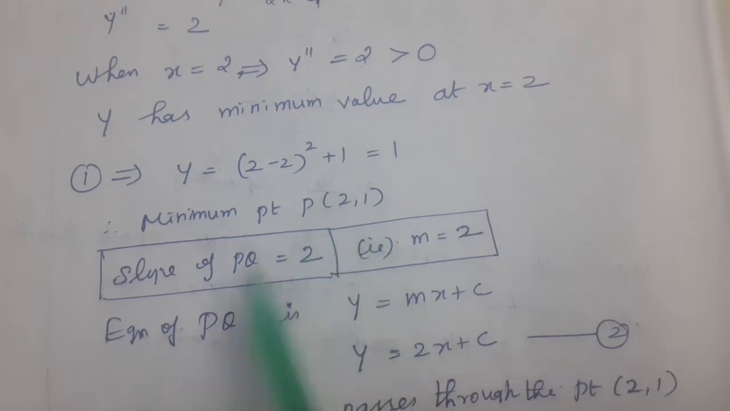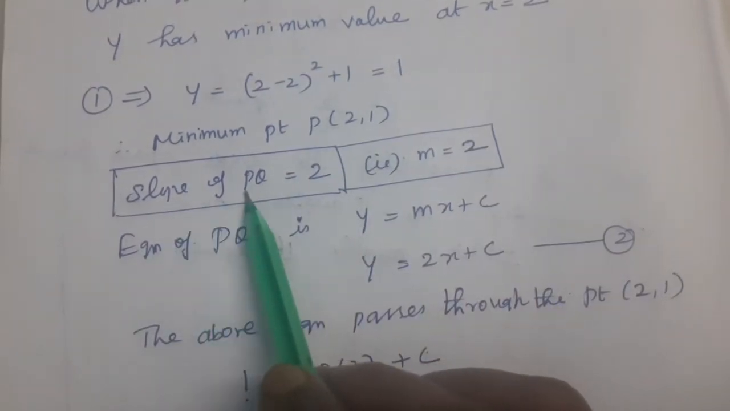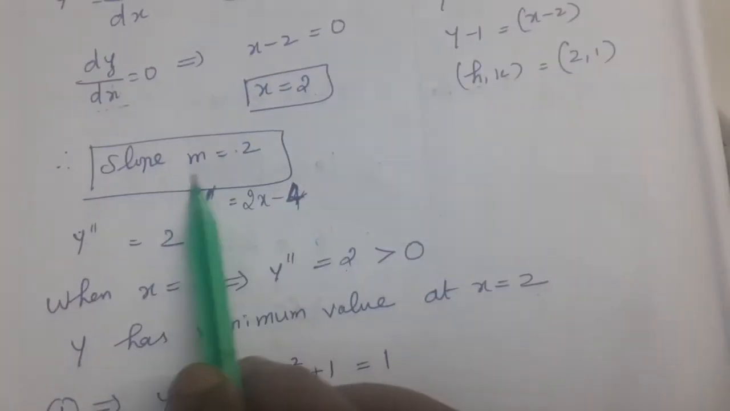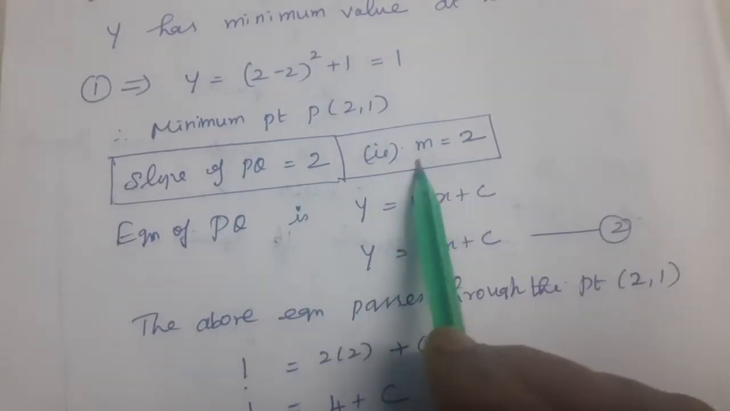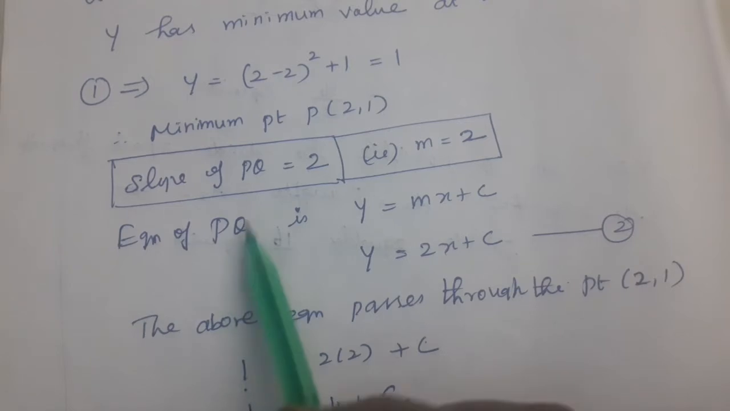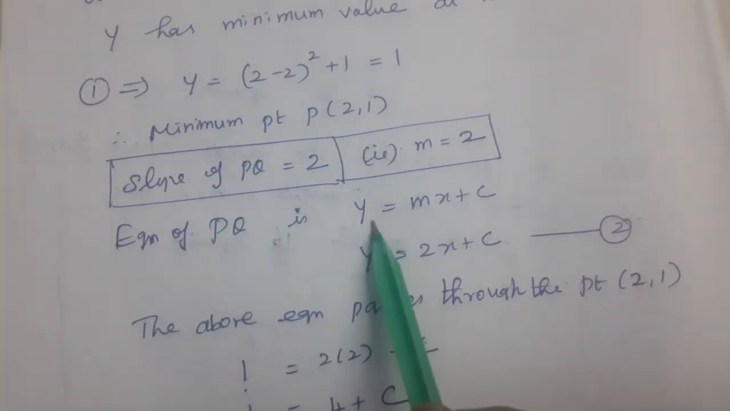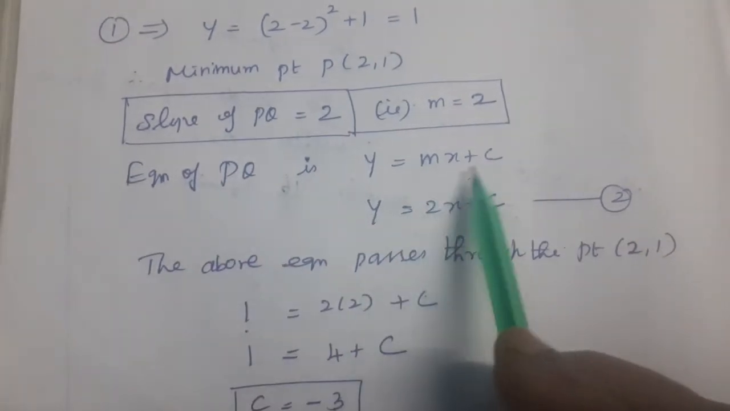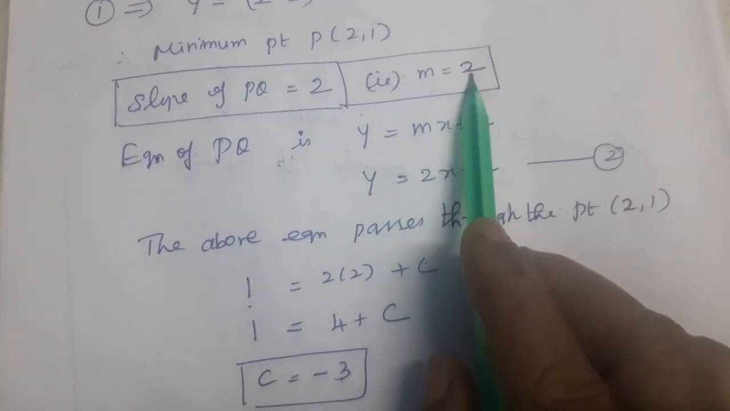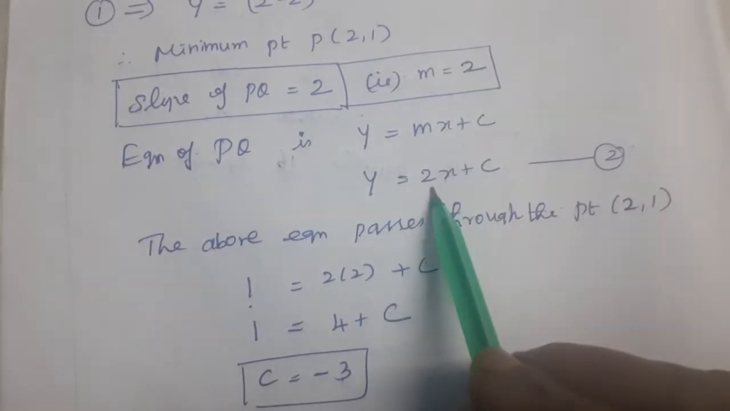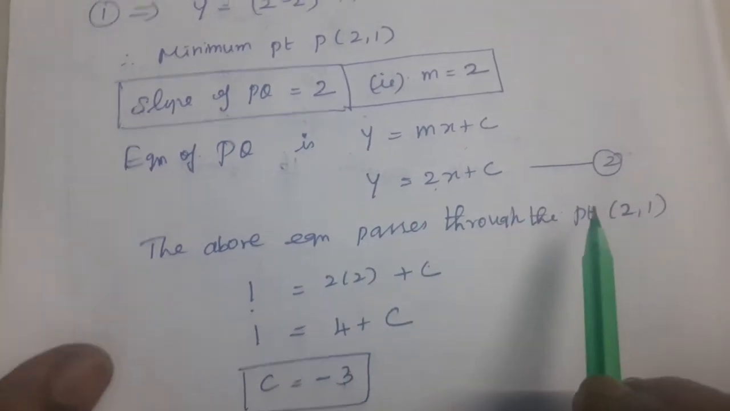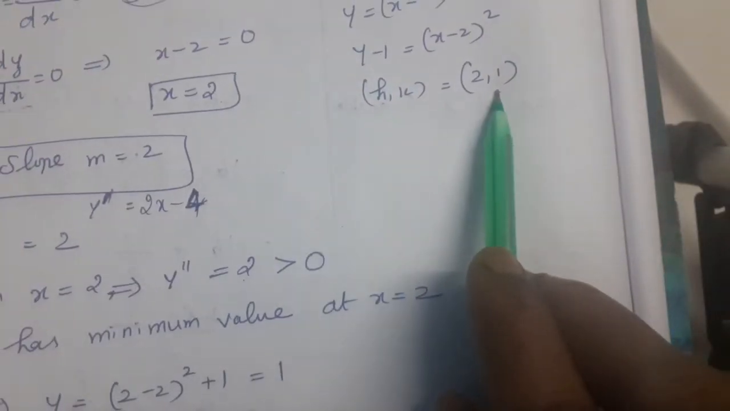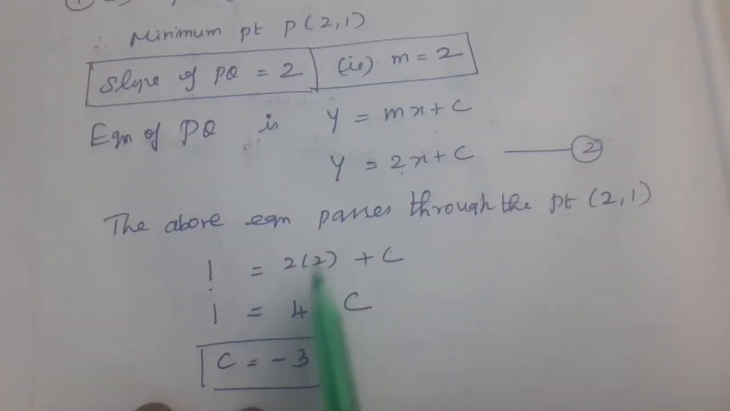What is our slope, already given? Slope of PQ equal to 2. That is m equal to 2. Now the equation of PQ is a straight line: y equal to mx plus c. Instead of m, we substitute 2. So y equal to 2x plus c. The above equation passes through the point h comma k, that is 2 comma 1. Substitute h comma k.